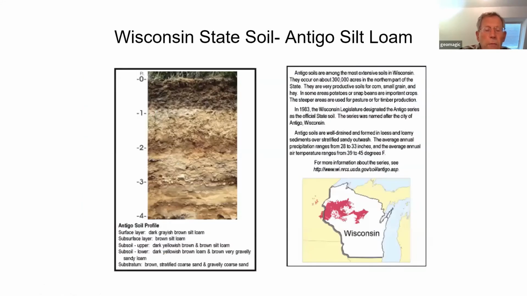All right. And then just to finish it off, every state's got to have a state soil. And in Wisconsin, it happens to be the Antigo silt loam. Here's the location that you can see. And it's in one of the more productive parts of the state for agriculture. A lot of big production of corn, beans, and a variety of other things that grow there. But I will pass on that. I want other things. All right.